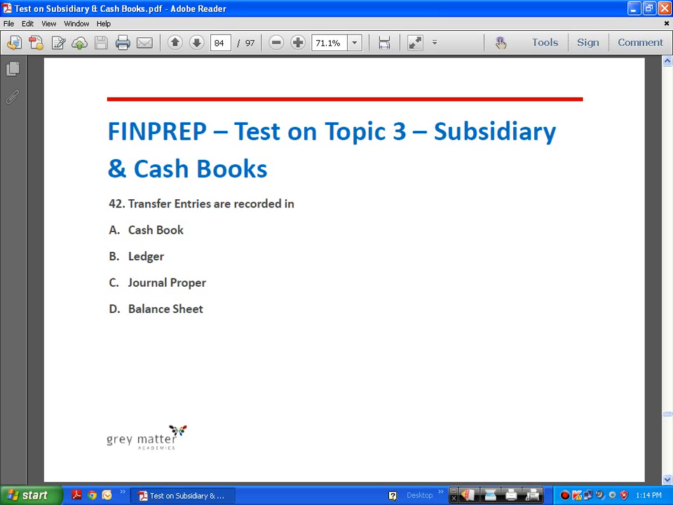Right. So the drawings that the proprietor has made during the year will be accumulated in the drawings account, and ultimately this account will be balanced, and the balance will be transferred to the capital account by passing the entry capital account debit to drawings account, and such transfer entries are passed in the journal proper. So answer is C.